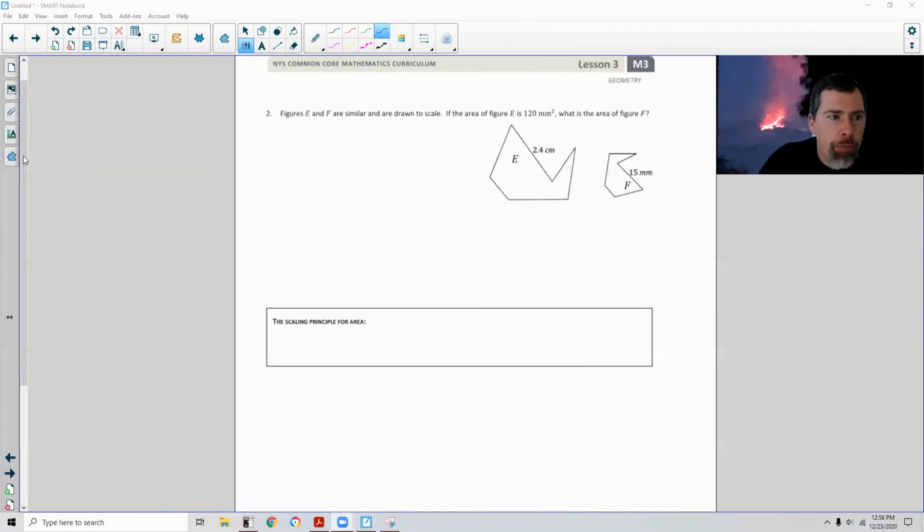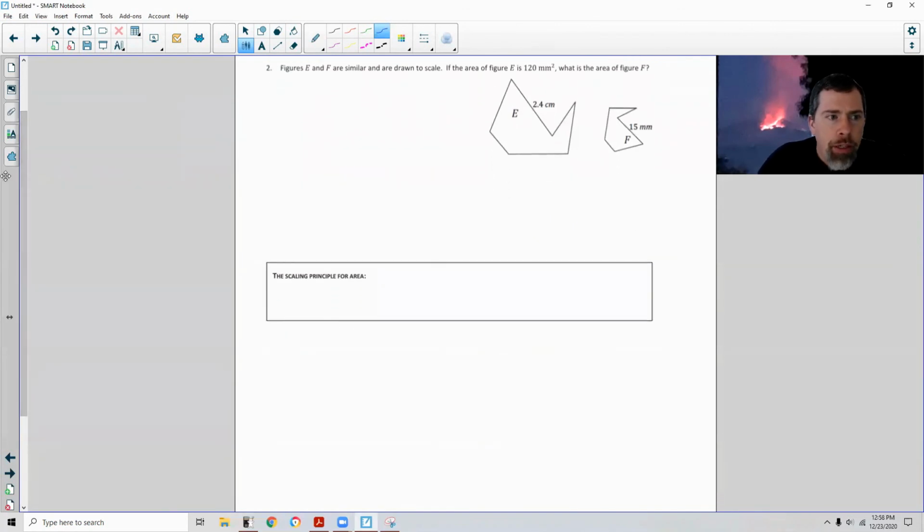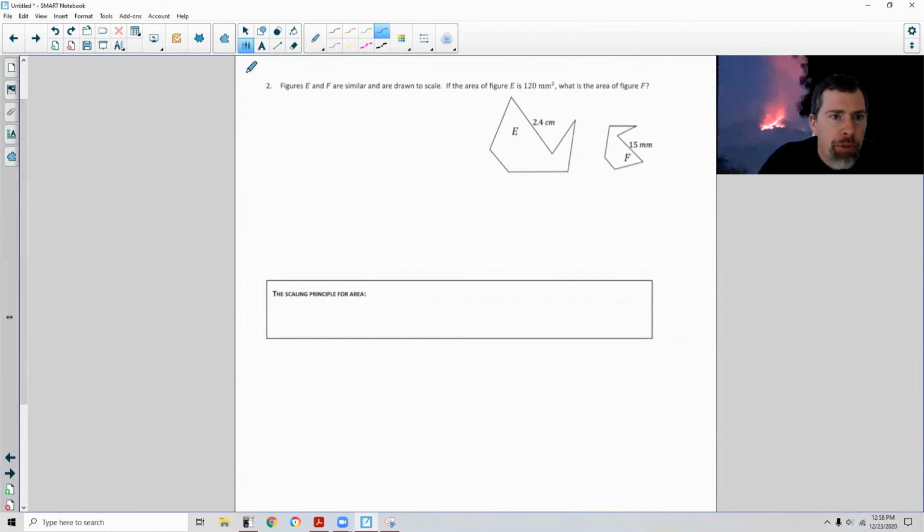Okay, page 4 brings us to problem 2. Now we need to be really careful when we're doing problems, because sometimes they try to sneak one in on us. Trick us. Figure E and F right here. They're rotated, they're flipped. Okay. They're similar and are drawn to scale. So they're rotated, flipped, and dilated. And E is big and F is not so big. So we're going from larger to smaller. So our scale factor is less than 1, but greater than 0.